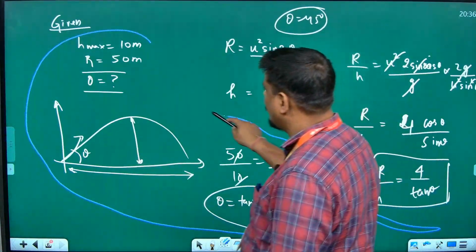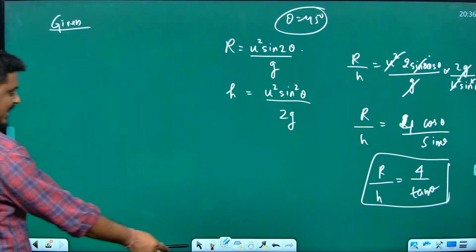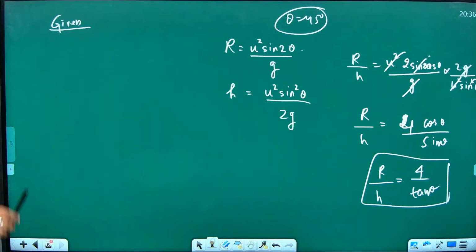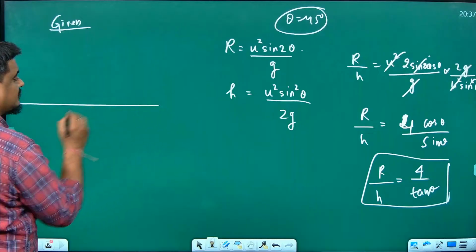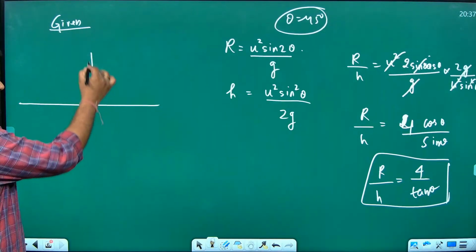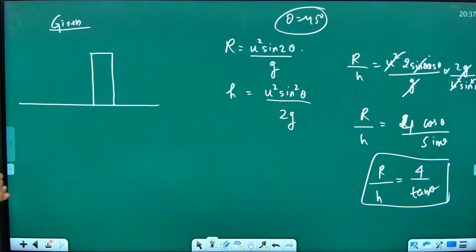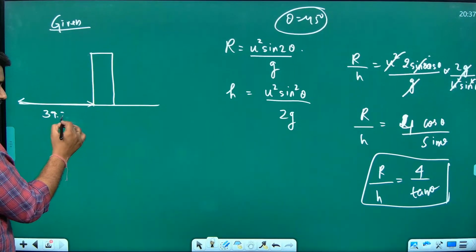I'll explain this to you. Read the question, Lalit. A boy stands at 39.2 meter from a building. There is a building and the boy is standing 39.2 meter from the building. That is the meaning. Am I right?